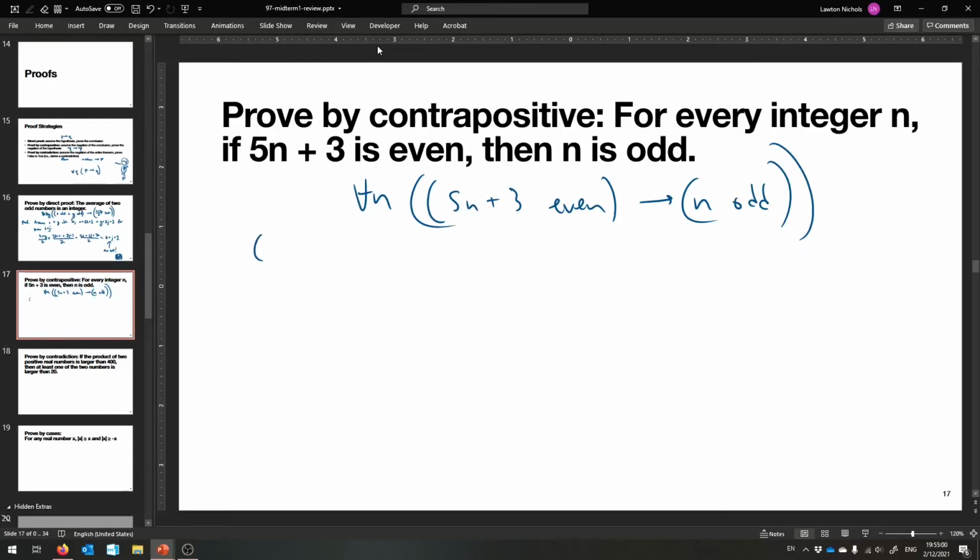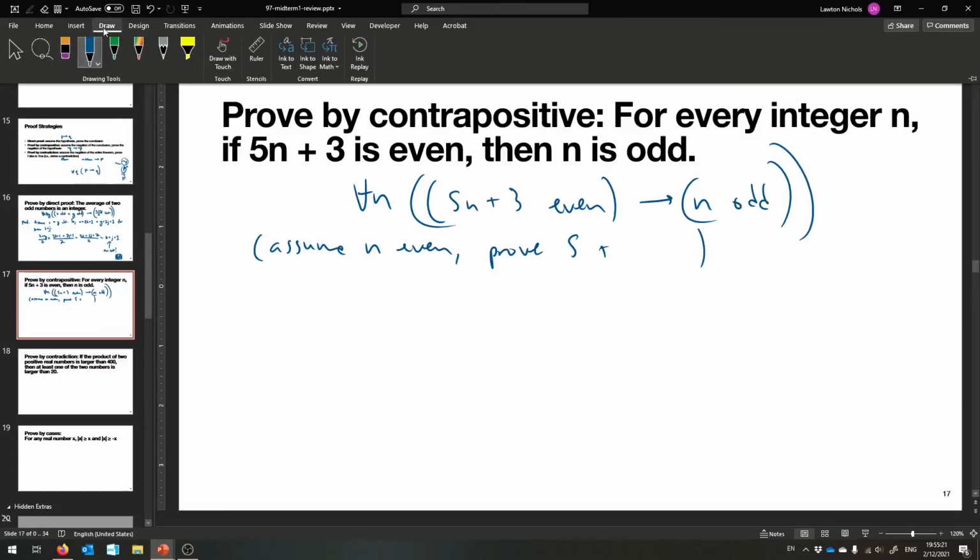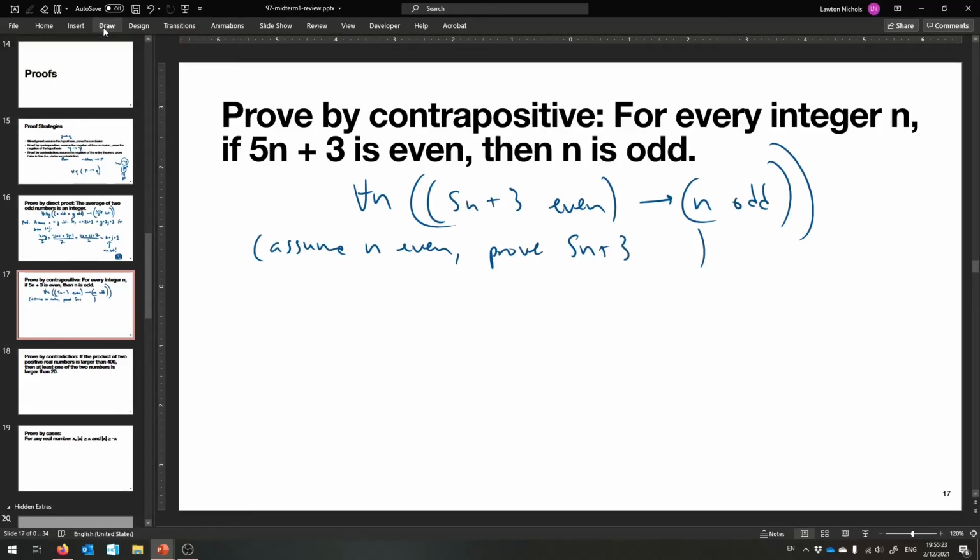So assume n is even, prove 5n plus 3 is odd. That is what we want, so let's figure out how to make it happen. That is a 5, not an S.